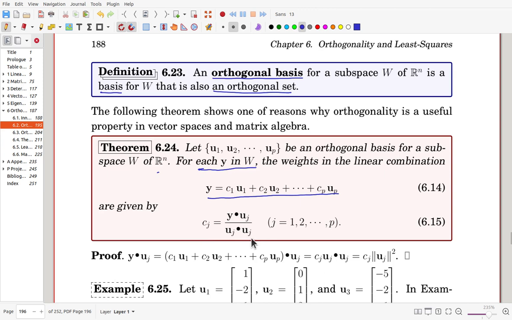So rather than solving the linear system to find the coefficients, we can find them quite easily by using just two dot products. That is quite a simple expression, and using such orthogonality is a very useful tool in various algorithms in linear algebra.